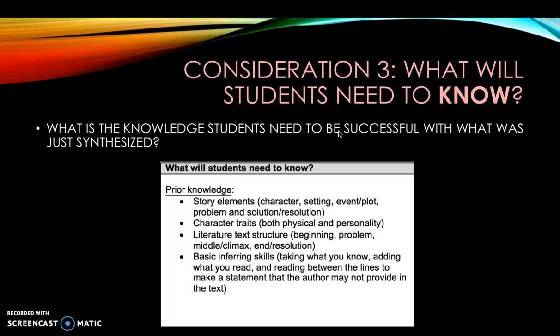So thinking about some of those key pieces of the standard, students need to have that prior knowledge around story elements: character, setting, plot, problem, solution, and resolution. They need to have some background about character traits, both physical and personality. They need to understand literature text structure, that idea of beginning, middle, end, and how that corresponds with the problem, the climax, and the resolution. And they'll need to have some basic inferring skills. This is all important to know because if we know that our students are not bringing these things already to the standard, these will be important lessons and supports we want to provide to help them be successful with the standard.